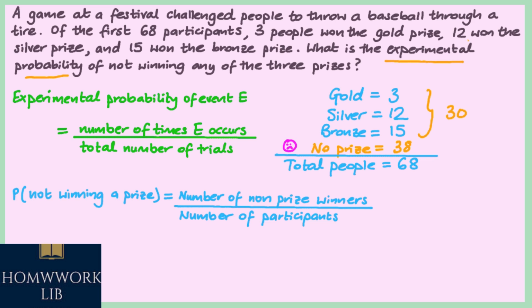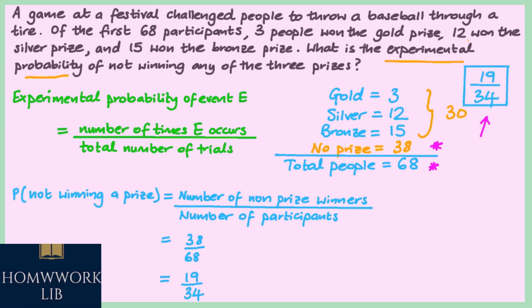In the first method, we can write that the probability of not winning a prize is equal to the number of non-prize winners divided by the number of participants. And therefore, as we have 38 people who didn't win a prize divided by 68 people in total, this would be the fraction 38 over 68. We can then further simplify this fraction to give 19 over 34. Let's record this value up here so that when we clear the screen and try the second method, we can check that both would give the same result.